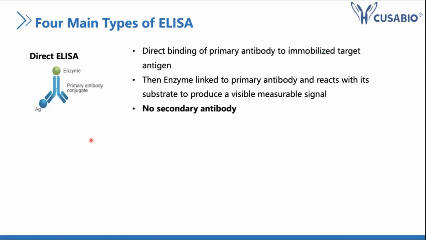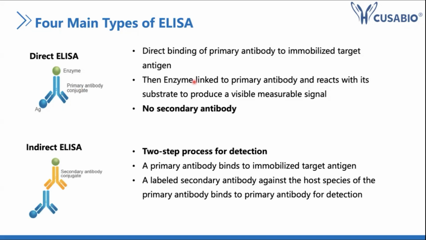First, the direct ELISA. This one is very straightforward. Based on the name, you can think about the direct interaction between the antigen and the antibody. As I showed here, the antigen is immobilized on a solid surface, for example, a 96-well plate, and then you can add the conjugated primary antibody to link with the antigen. Because of the specific interaction between the antigen and the conjugated primary antibody, after the addition of the enzyme substrate, the reaction will produce a visible signal. Based on the signal, you can detect the analyte. This is direct ELISA because no secondary antibody needs to be used.